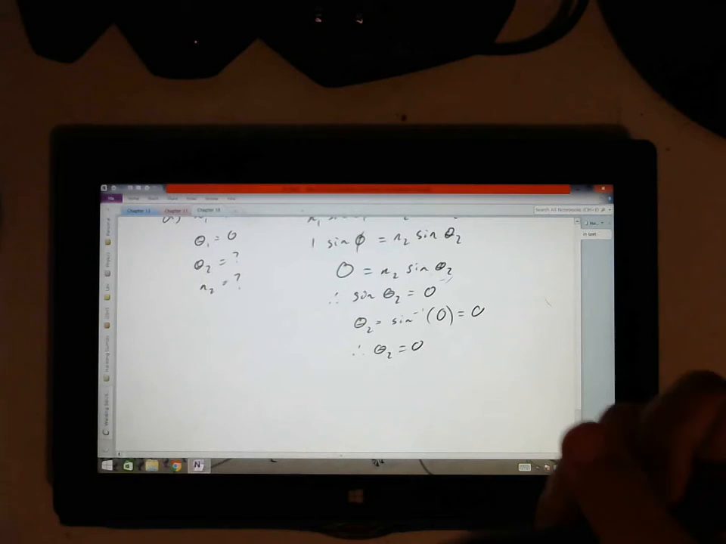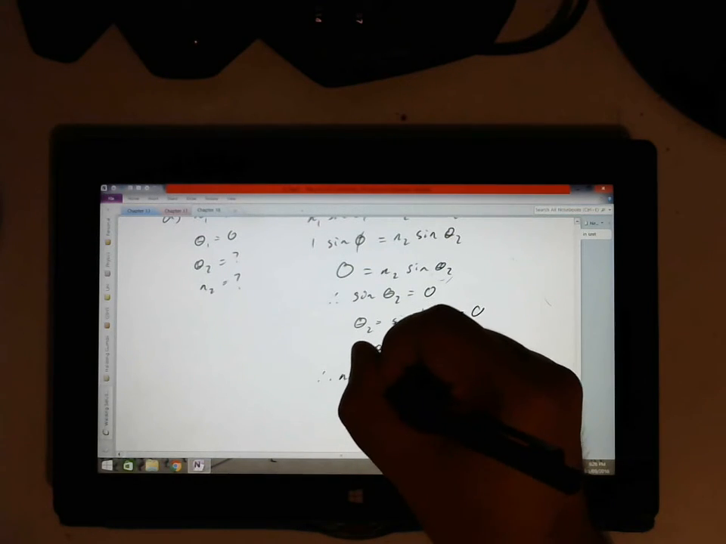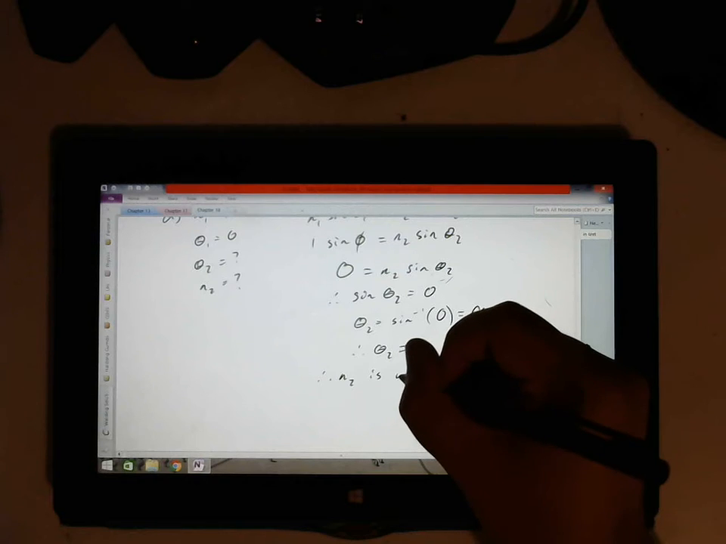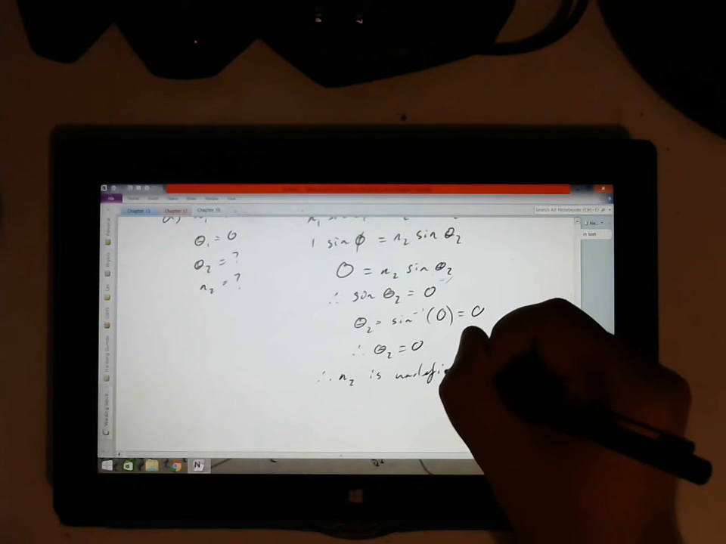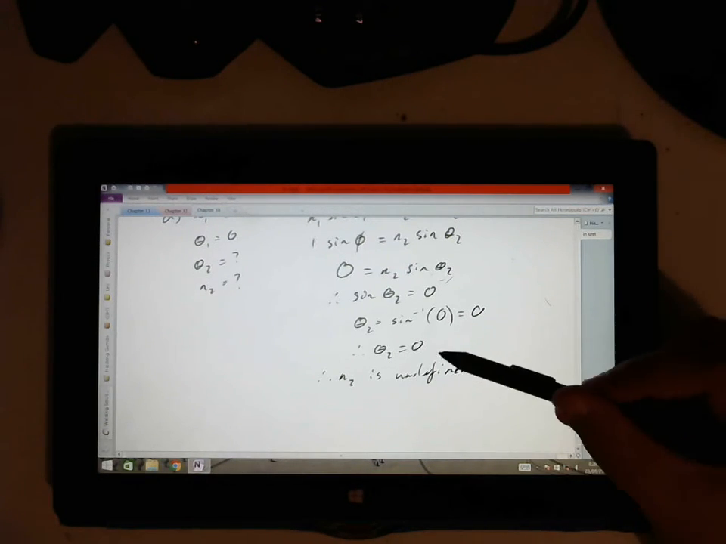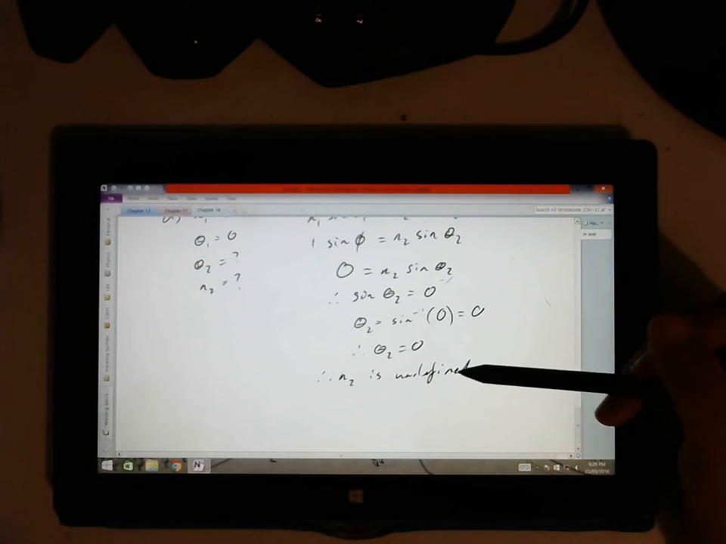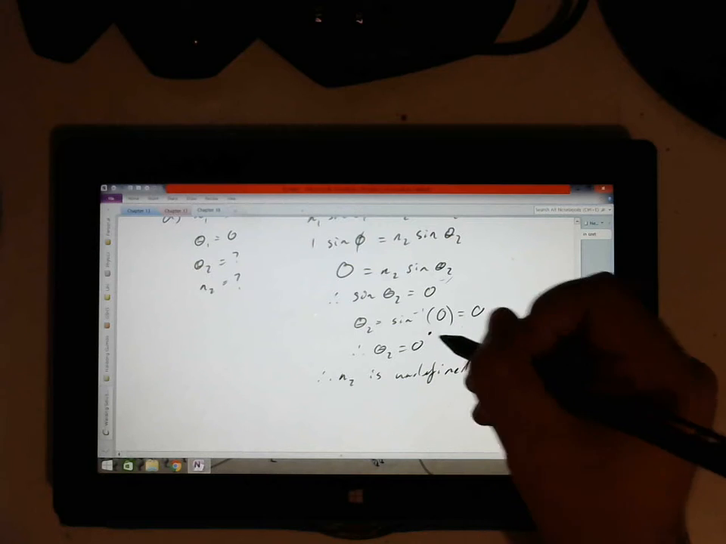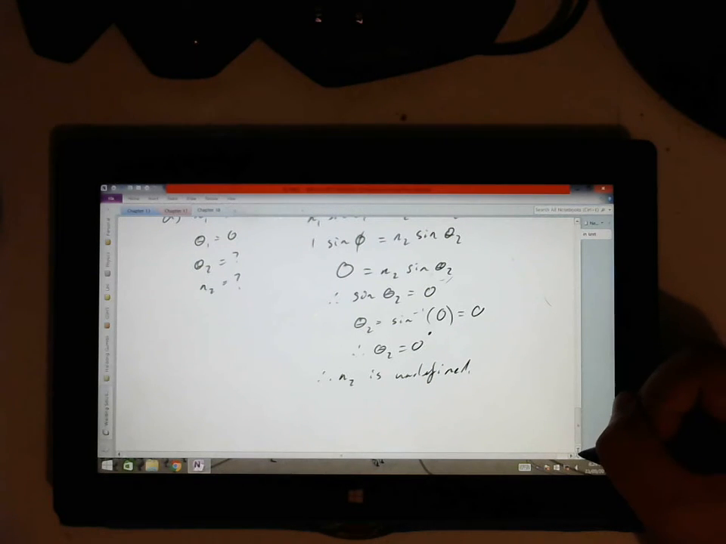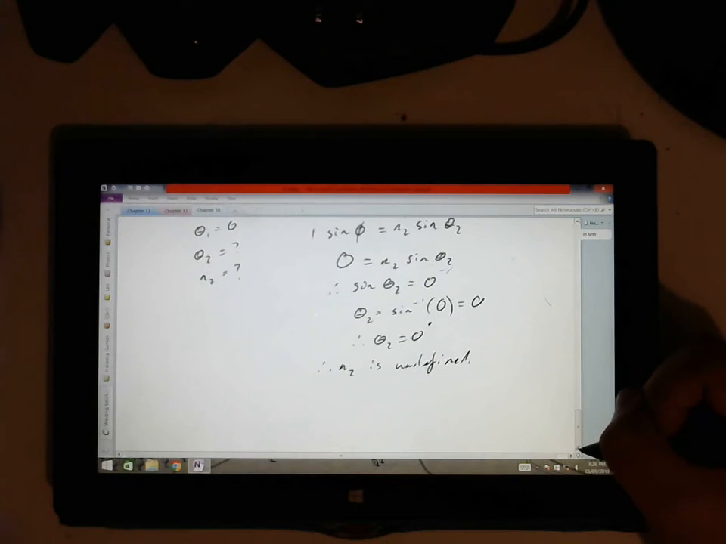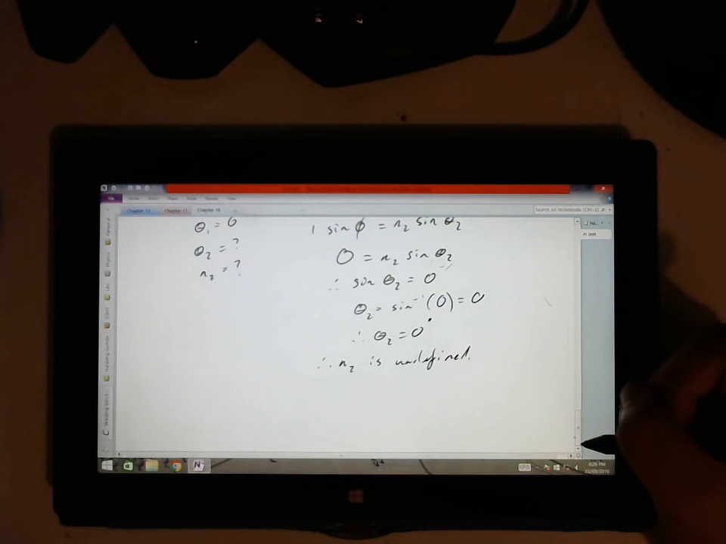Okay, so therefore, n2 is undefined. Theta 2 is defined, it's 0 degrees. And that's solvable, but this is not. Alright, I hope that clarifies that. I think the textbook gives a slightly less useful answer, just go straight to the undefined. Part of it is defined.